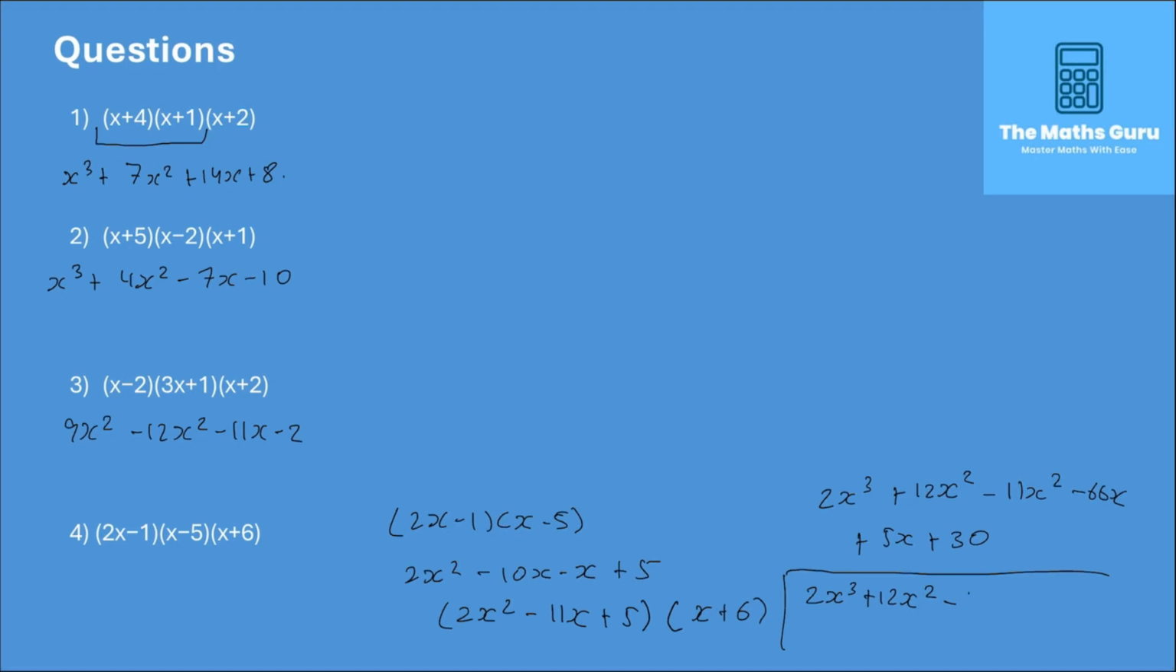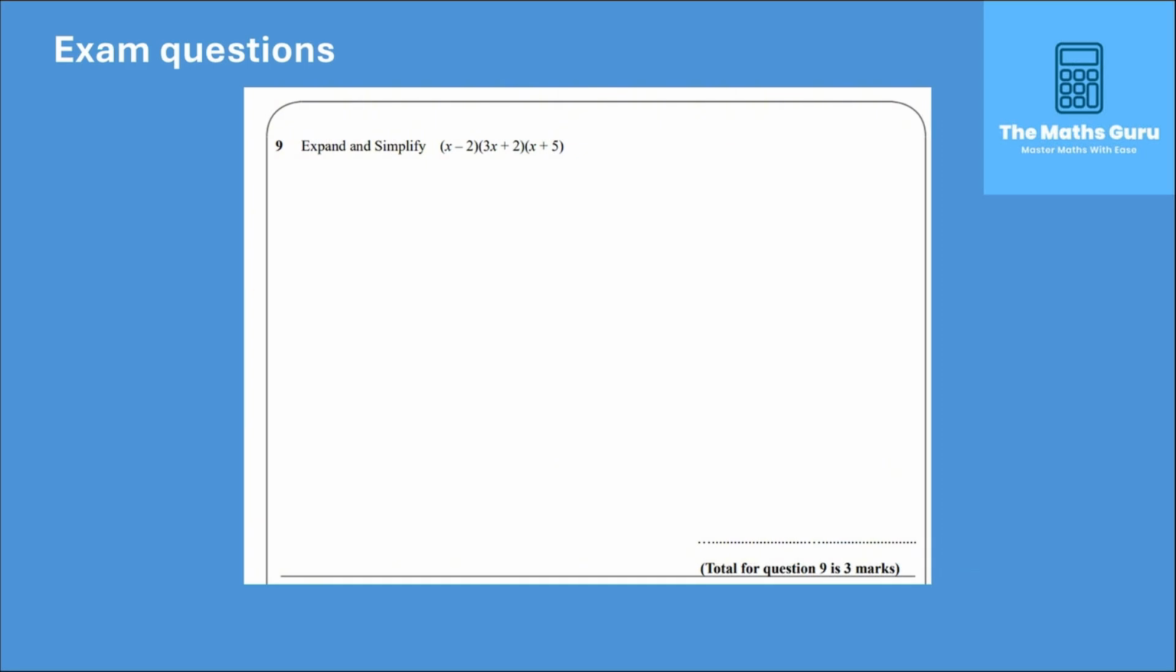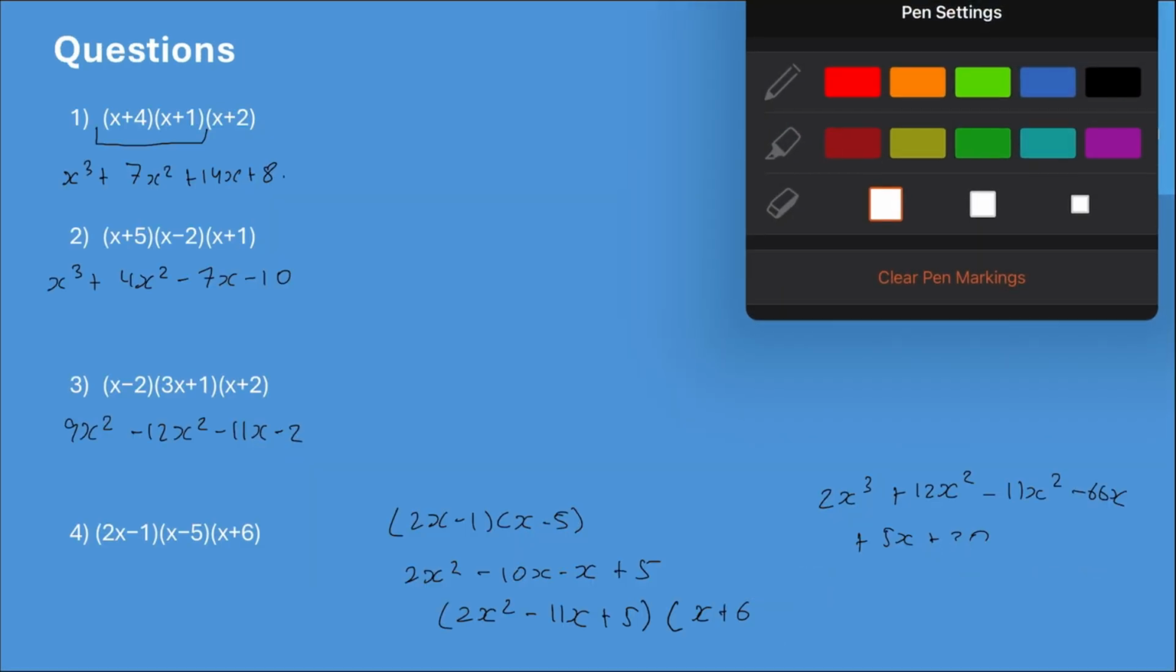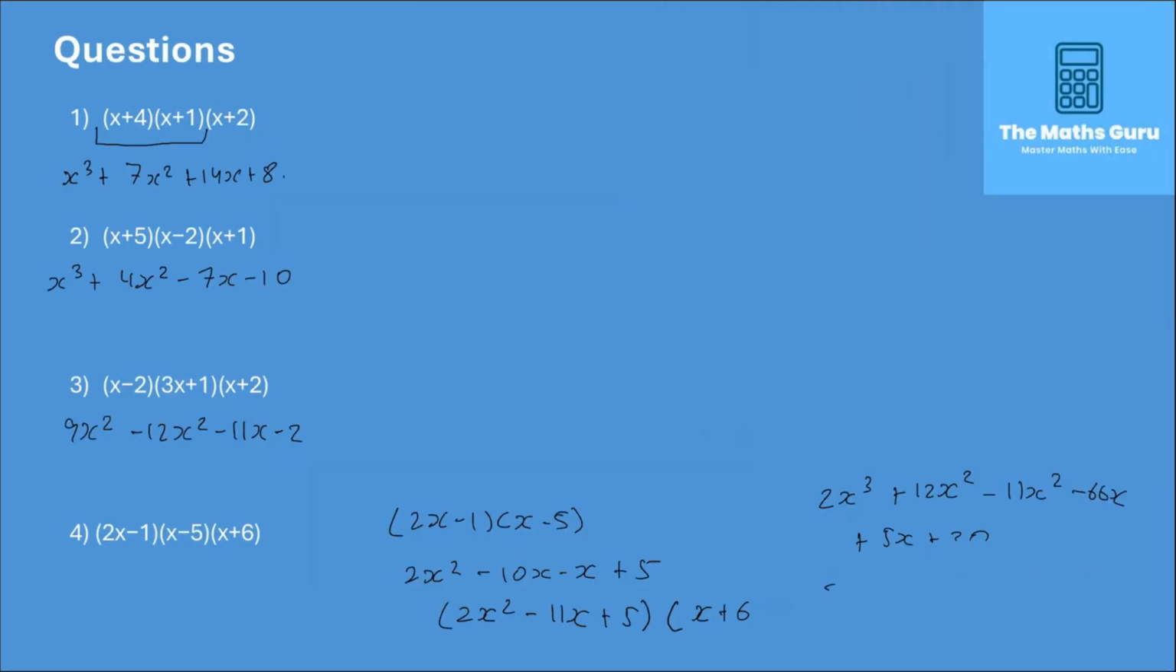Oh my days, what am I doing? We need to rub this out again. It's all going wrong. So we're going to get 2x cubed plus x squared minus 61x plus 30. And that is our final answer.